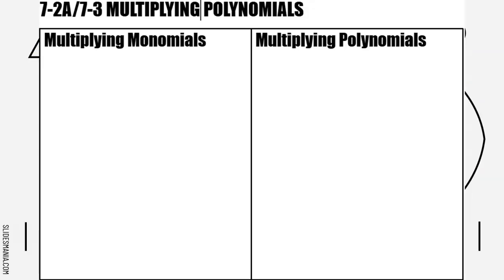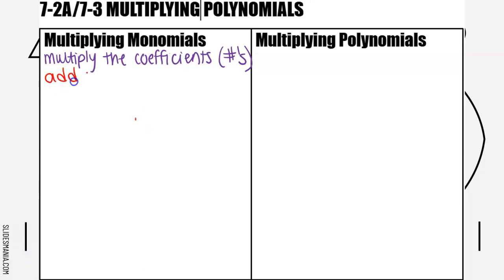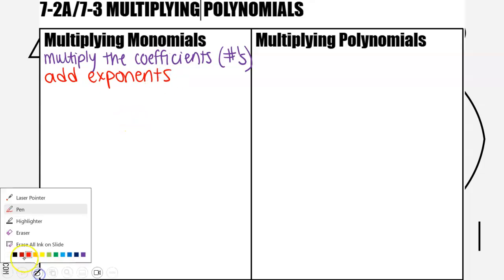Let's look at a couple other examples. Oh, let's write some notes and then we'll look at a couple other examples. So there's really two rules when multiplying monomials. You need to multiply the coefficients. Those are the numbers, those big numbers usually in front of a variable. And then if your bases are the same, you're going to add the exponents. Now remember, the bases have to be the same in order for that to happen.